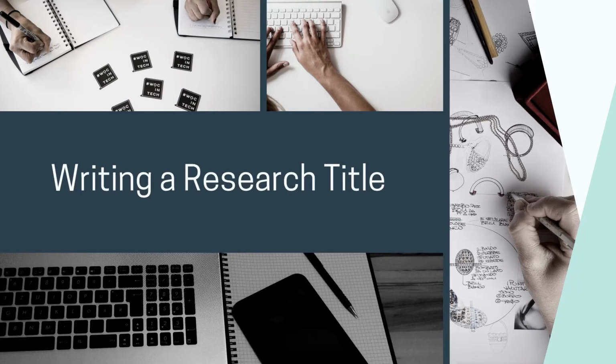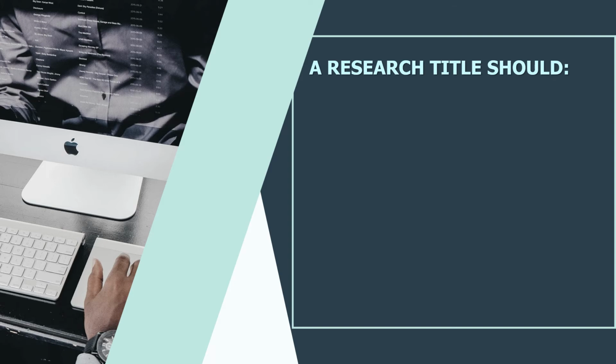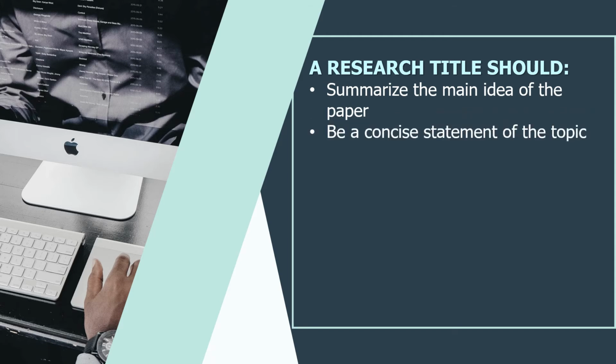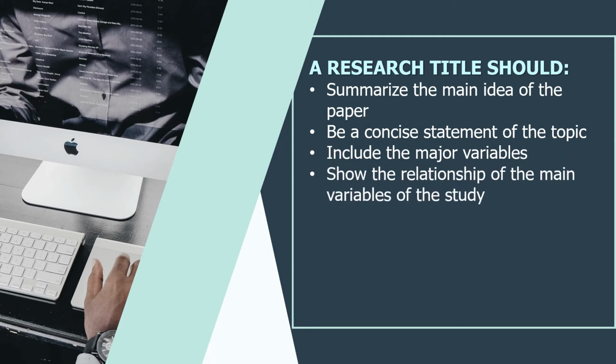Our second objective is to write a research title. After selecting your research topic, the next thing to do is to create a working research title. A research title should summarize the main idea of the paper and be a concise statement of the topic. It should include the major variables and show the relationship of the main variables of the study.